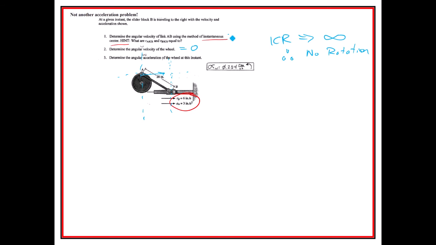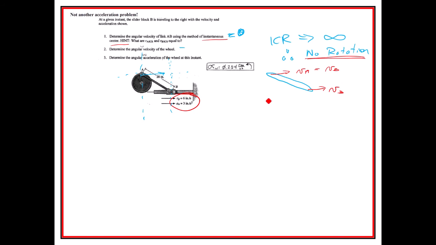Well, no, this guy's 0. No, wait a minute. Yes, that one's 0. This one, however, if we draw the bar over to the side, we could see that this is the velocity of B, and this is the velocity of A, and of course they have to equal each other because there's no rotation.